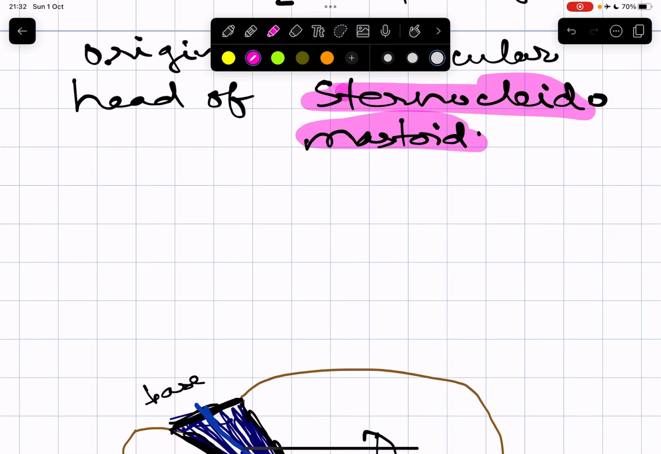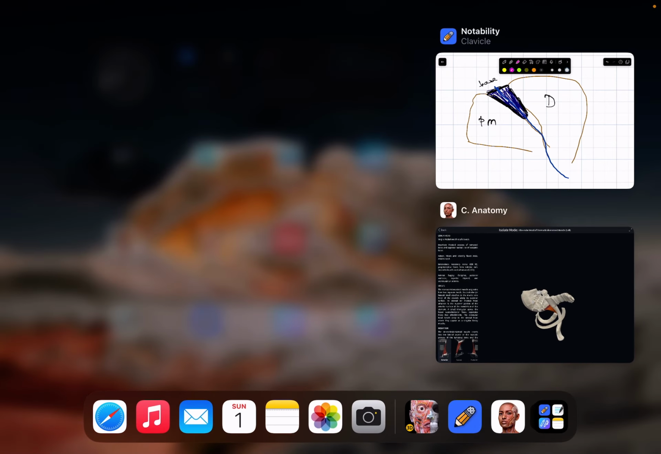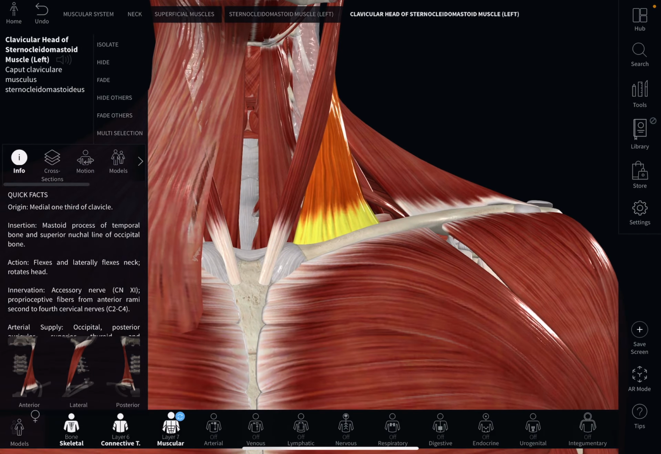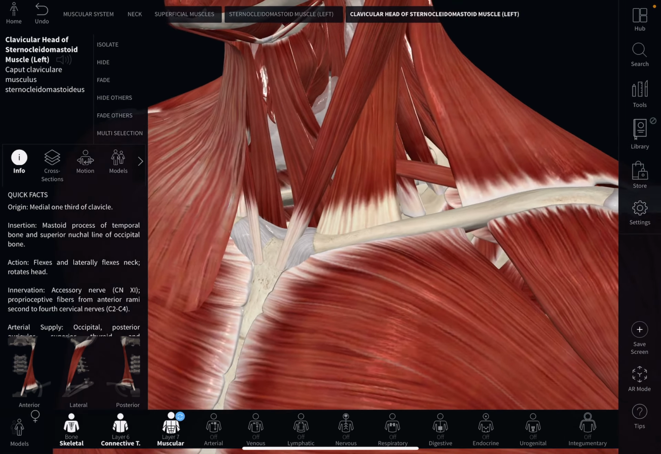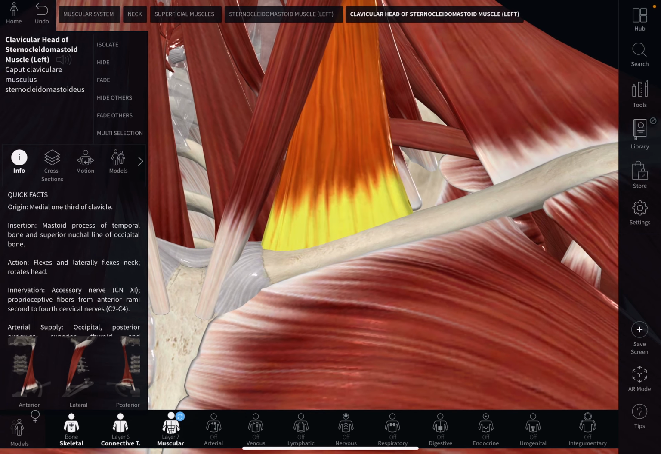Now coming to the posterior surface. The medial two-third of the shaft of the clavicle actually is going to protect the neurovascular structures. There are no muscles attached there except a few fibers of one muscle. So when we look at the superior surface, the major muscle that we see here is the sternocleidomastoid muscle.